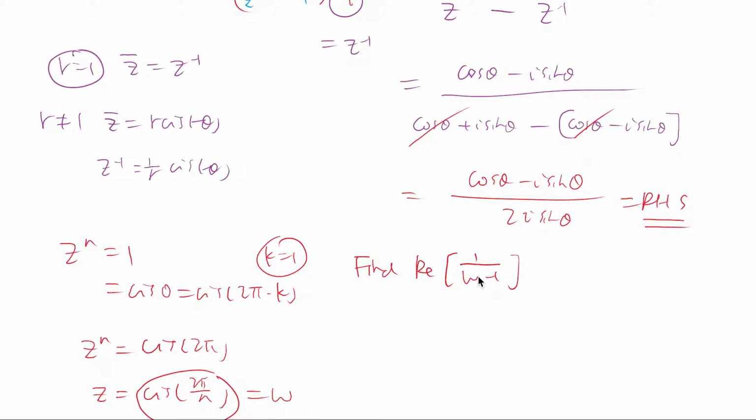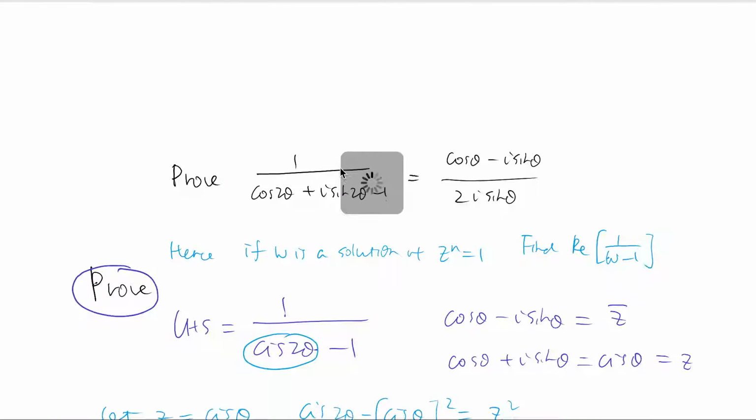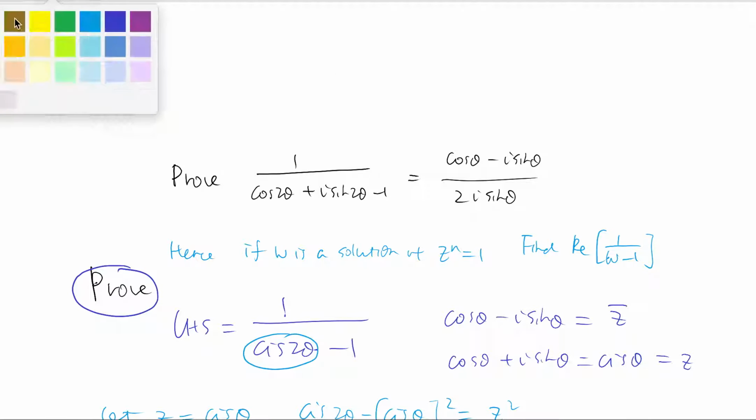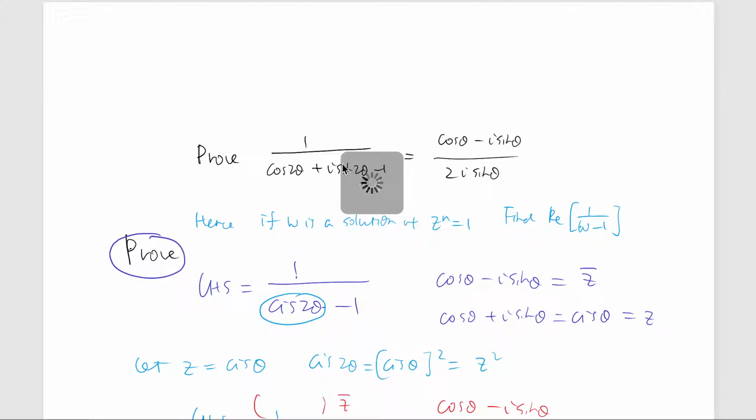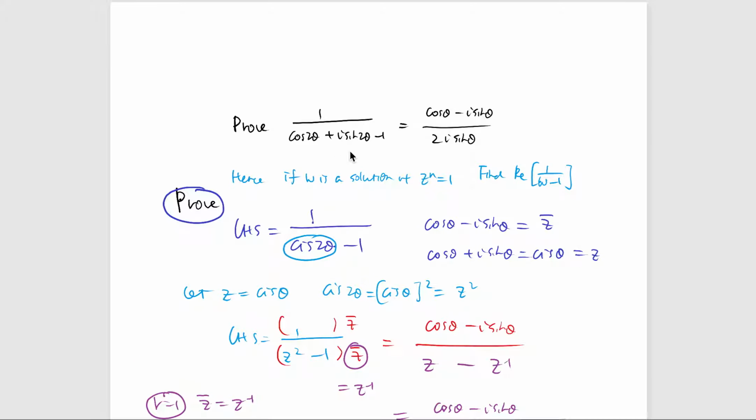For all these types of questions, when they have a part B, they try to ask you to use whatever you proved before. You can see this is 1 over something minus 1, right? You just need to let w equal to that, so we can use this formula.